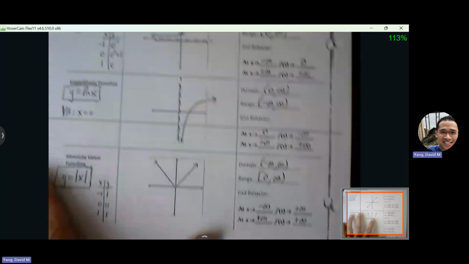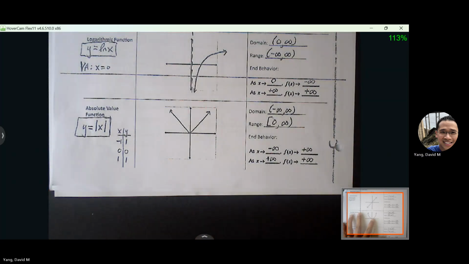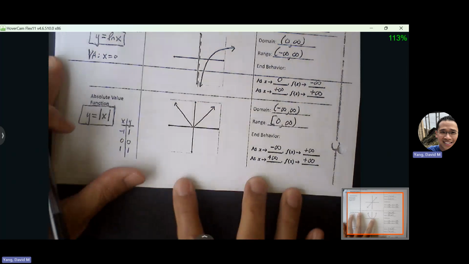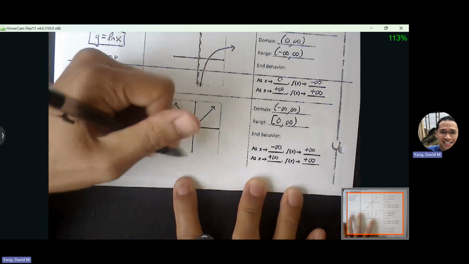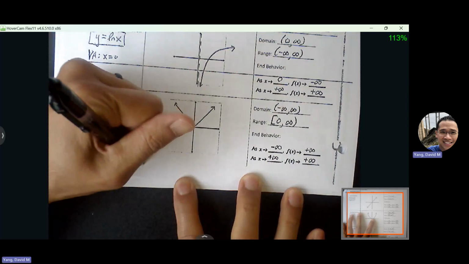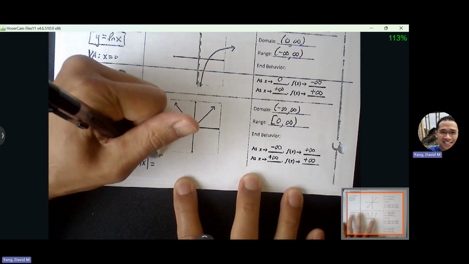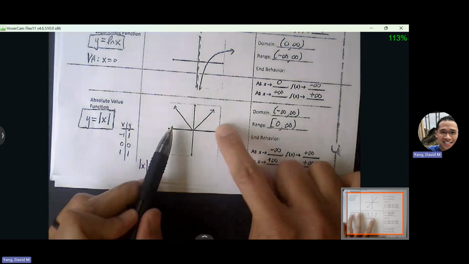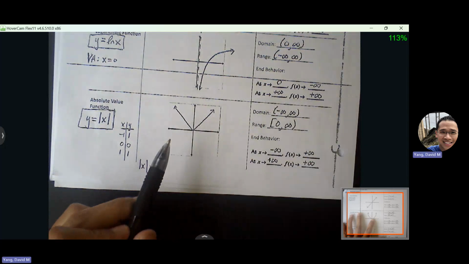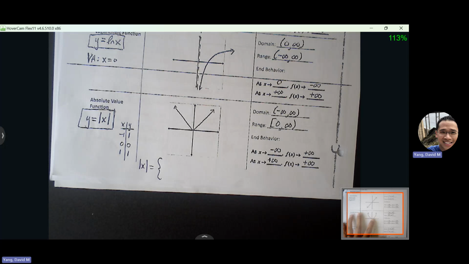Okay, last up, absolute value functions. It kind of has a V shape to it. A lot of times we can think of absolute value functions as a piecewise function of two linear graphs. So let me include that as well. So absolute value of x is the same as having two linear graphs where each has a starting and ending point.